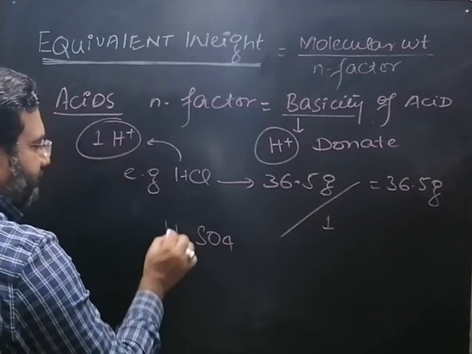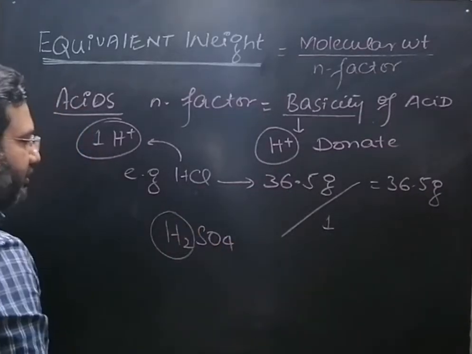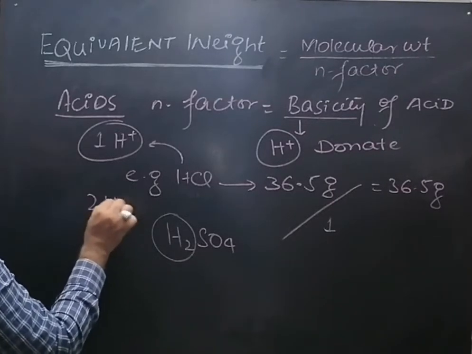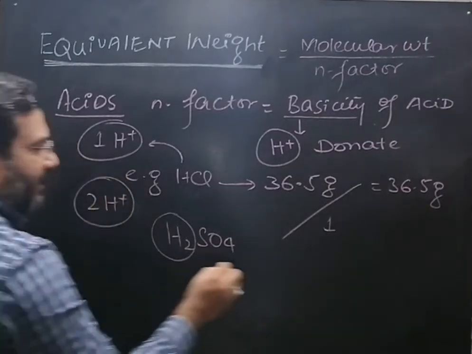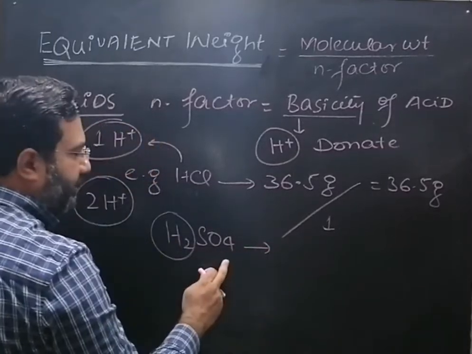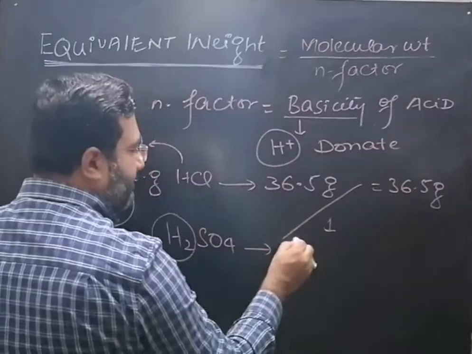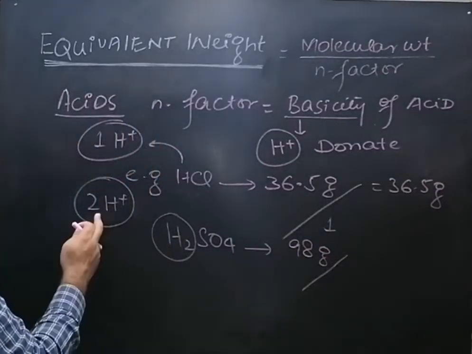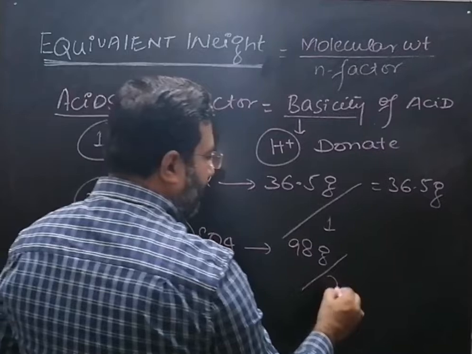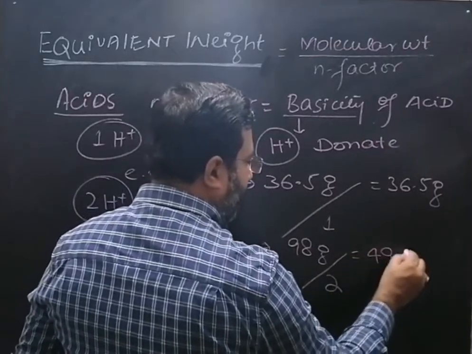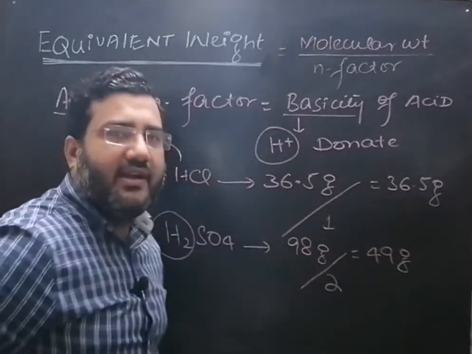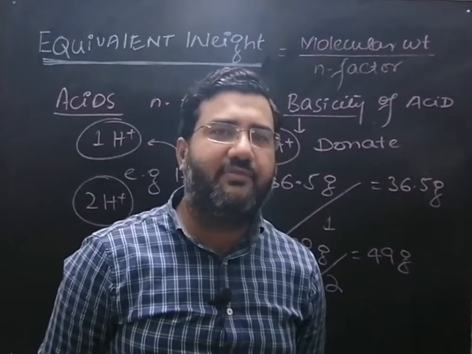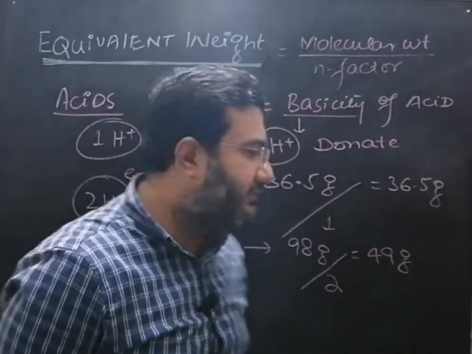What about H2SO4? What is the basicity of H2SO4? You know that two hydrogens are donatable, so its basicity will be 2. Its molecular weight is 98 grams, divided by 2, since it can donate 2 protons, and that will be equal to 49 grams. 49 grams will be the equivalent weight of H2SO4, which is half of its molecular weight.